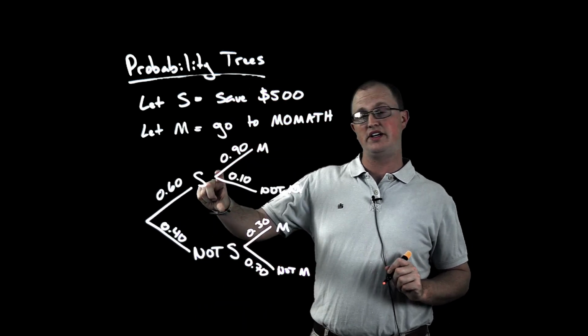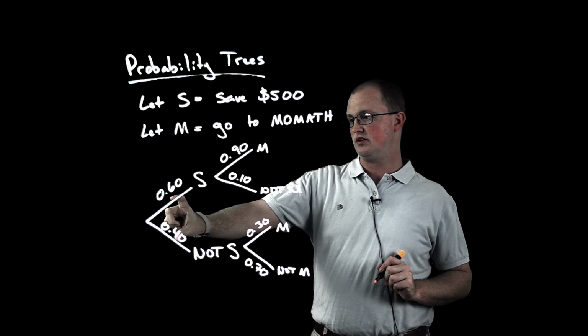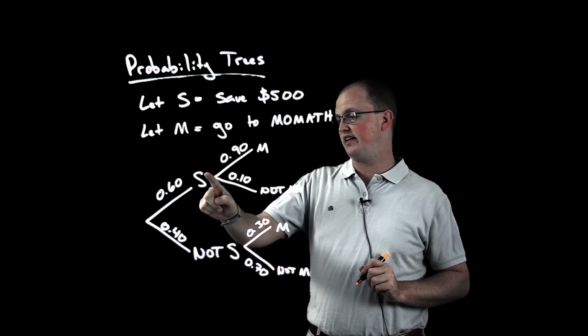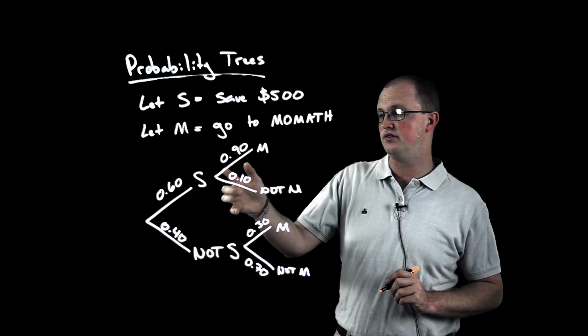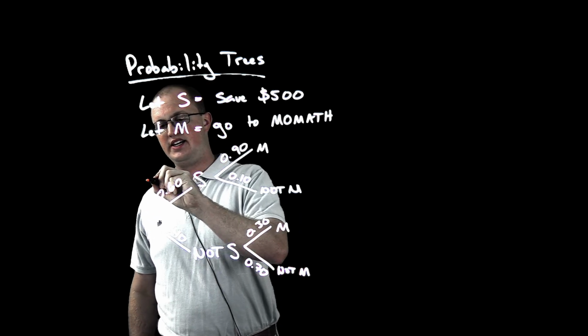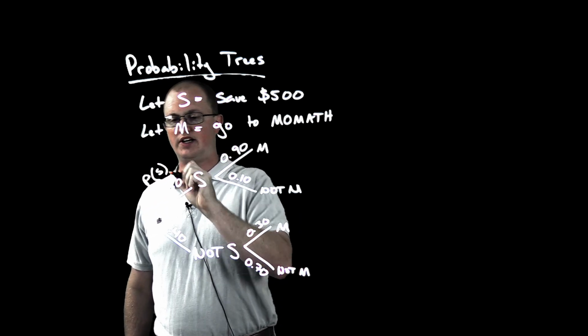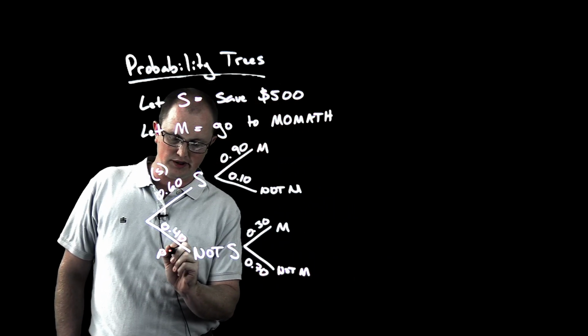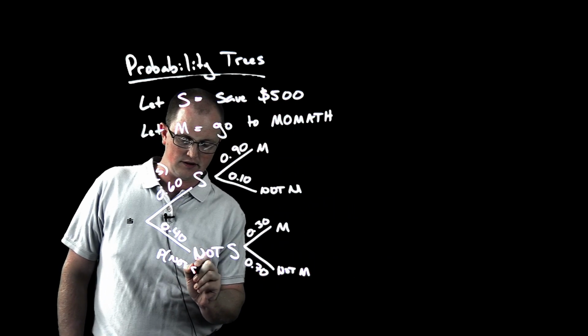So notice here that in each of these branches, our probabilities add up to 1. And in our first branch, these are direct probabilities. This 0.6 is the probability of S occurring. And this 0.4 is the probability of not S.